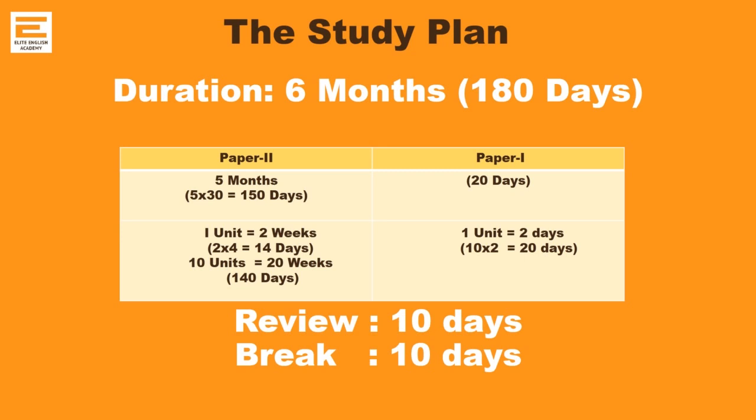So for 10 units, similarly, within 20 weeks, that is 140 days, definitely you can be thorough with paper 2. Whereas for paper 1, you can afford to spend a maximum of 20 days, 2 days per unit. So within 20 days you can complete it. The remaining 20 days: review for 10 days. Definitely you may have to take a break in between, so 10 days are allotted for break. So this is the overall plan.